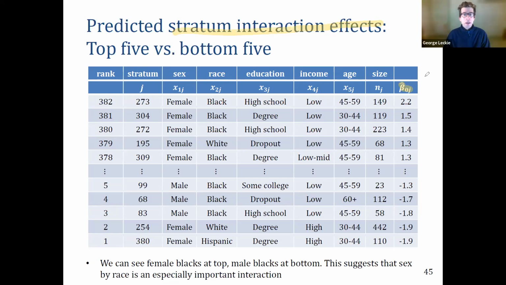And so these are stratum effects, and that's why the numbers are much smaller, and that's why they're now centered on 0, because they are how each stratum differs. For example, stratum 272: how does its optimal predicted mean BMI differ from that implied by the additive effects? Well, it's 1.4 points higher. So we're able from this analysis to identify strata whose means differ from what is implied by additive effects.